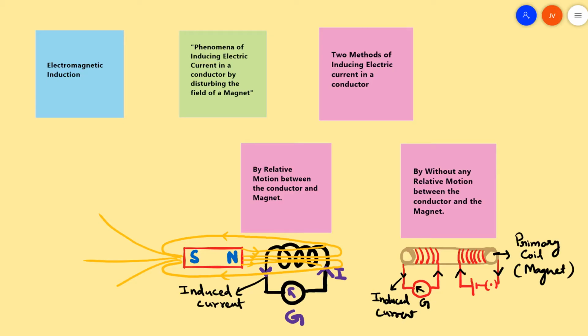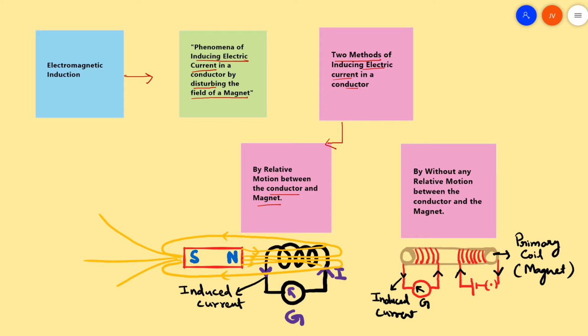Before starting with the factors, let us refresh our information about electromagnetic induction. Electromagnetic induction is the phenomenon of inducing electric current in a conductor by disturbing the field of a magnet. There are two methods of inducing electric current in a conductor. One, by relative motion between conductor and magnet. Look into the diagram in the bottom left side.